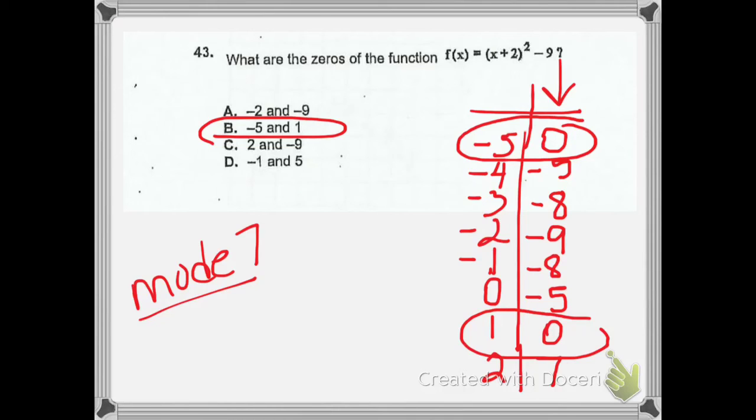If you can't figure it out, you can always plug in your values for x and see which ones give you 0. And that's all of these.